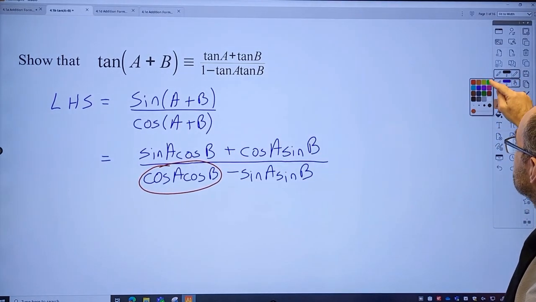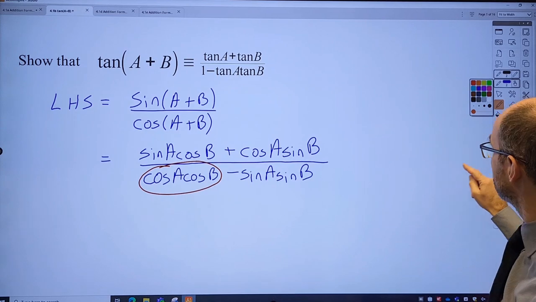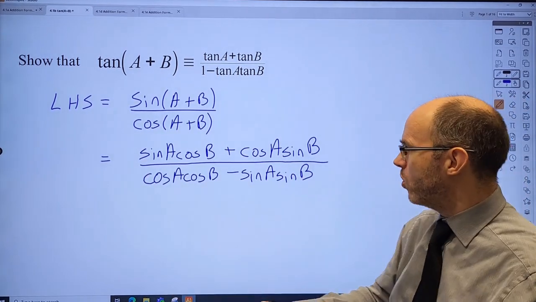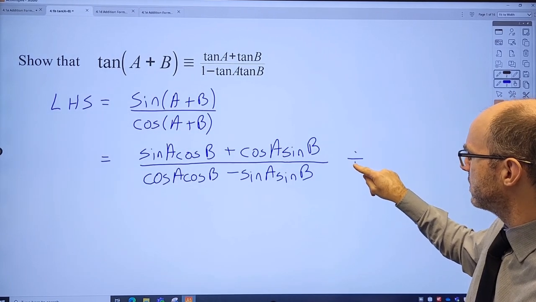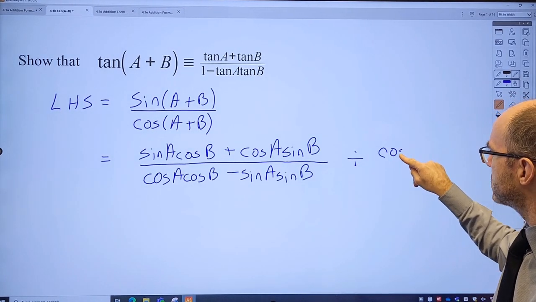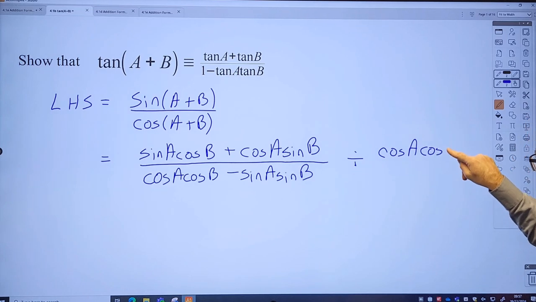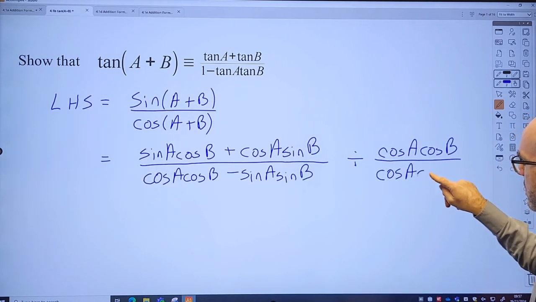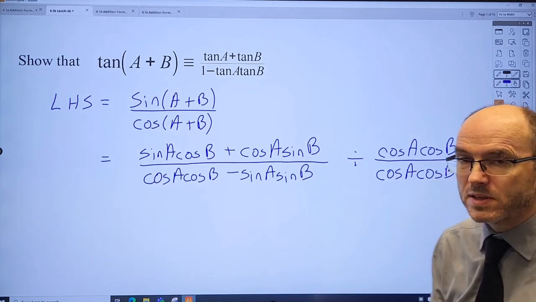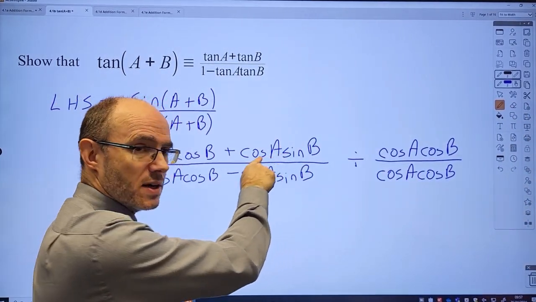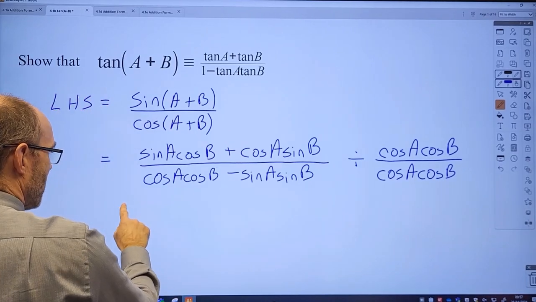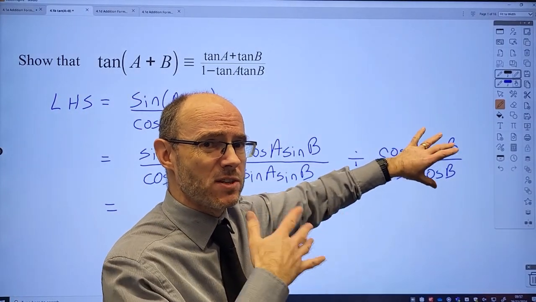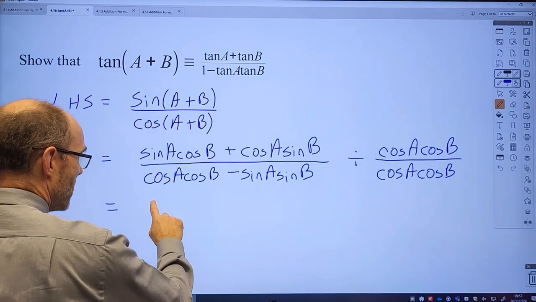What I would suggest is you either write it down in the next step, or you write it down like this: divide top and bottom by cos A cos B. That means you're dividing all of the top by cos A cos B and all of the bottom by cos A cos B as well. Remember, that's just the same as dividing by 1, so you're not actually changing the value of the fraction at all. Or you just write it out like this.